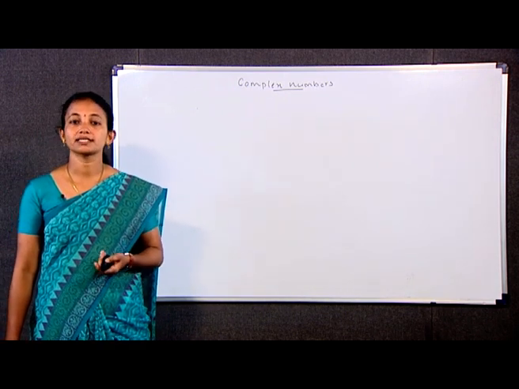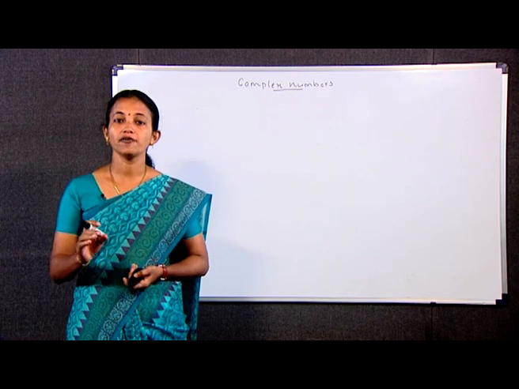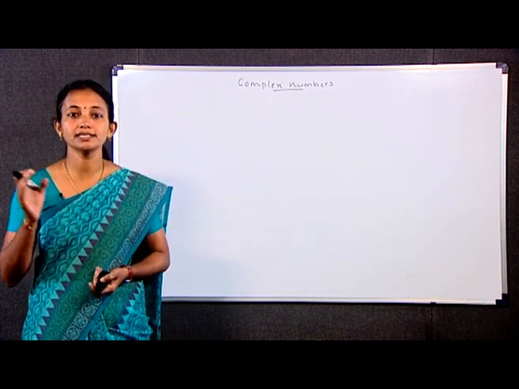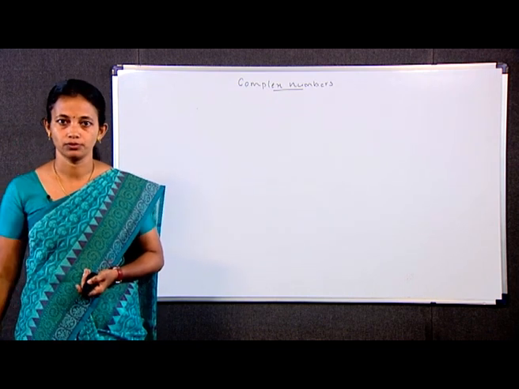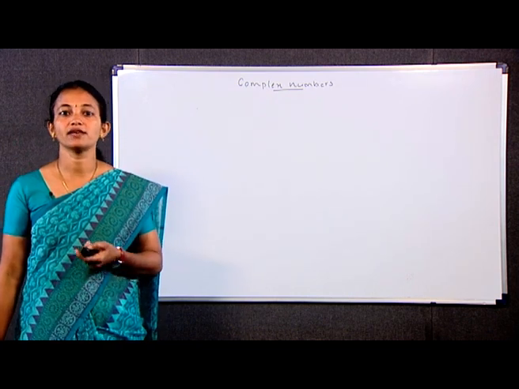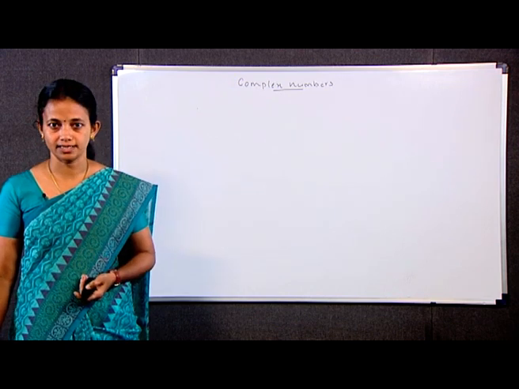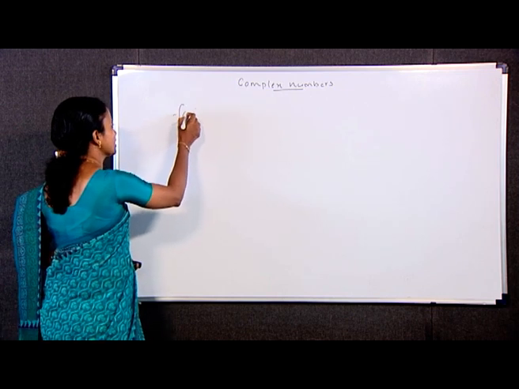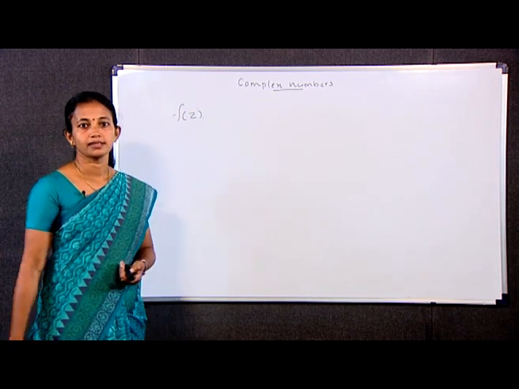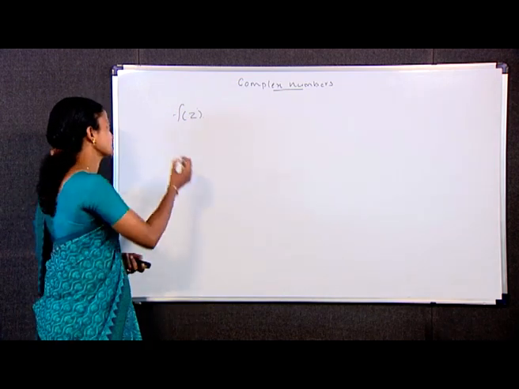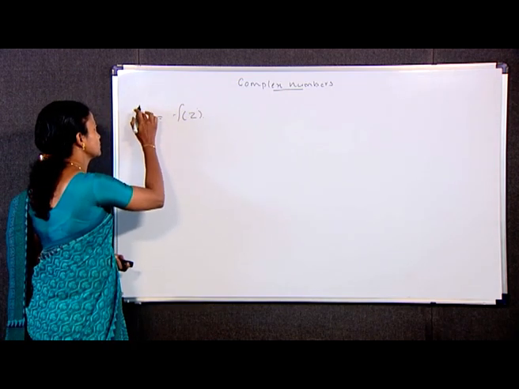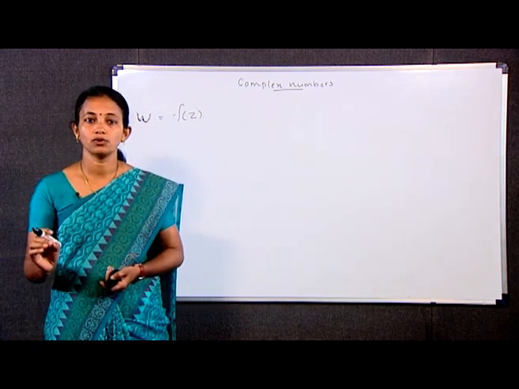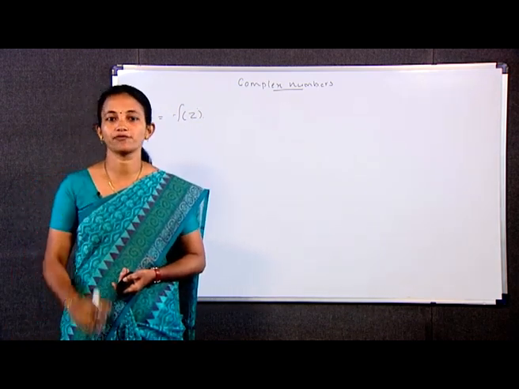Let S be a set of complex numbers. A function f defined on S is a rule that assigns to each z in S a complex number w. The number w is called the value of f at z and is denoted by f(z). That is, w is equal to f(z). A function is also called a mapping or transformation.